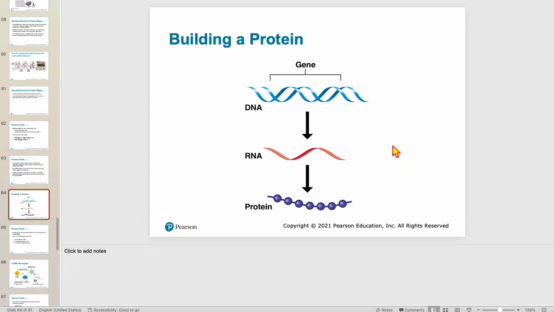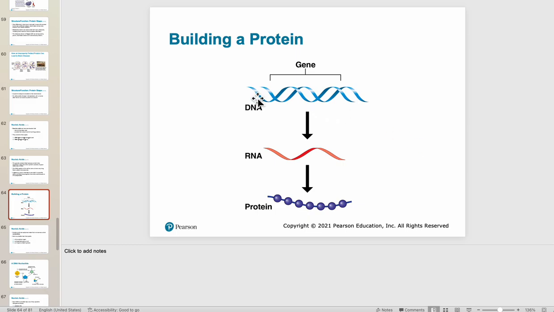Okay, here's a slide you want to know for sure. This slide shows you a gene, which is a sequence of DNA that codes for a specific protein. The DNA has the information in this gene. So the gene is like the area that has the code for everything. And then the DNA gets converted to RNA, and then the RNA gets converted to a protein. We will see this picture again and again and again.